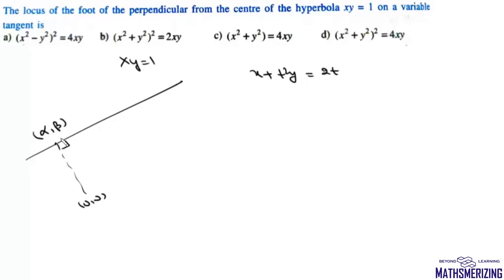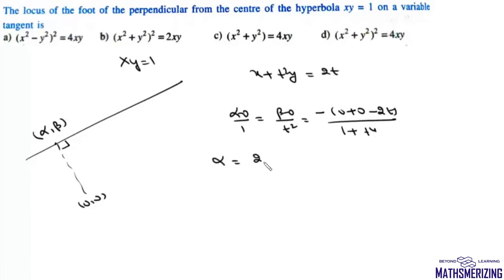alpha comma beta. Now we'll use the formula for foot of perpendicular, then we can write alpha minus 0 upon 1 equals beta minus 0 upon t square, and it'll be equal to 0 plus 0 minus 2t upon 1 plus t to the power 4. Now from here we can write alpha as 2t upon 1 plus t to the power 4, and we'll write beta as 2t cube upon 1 plus t to the power 4.